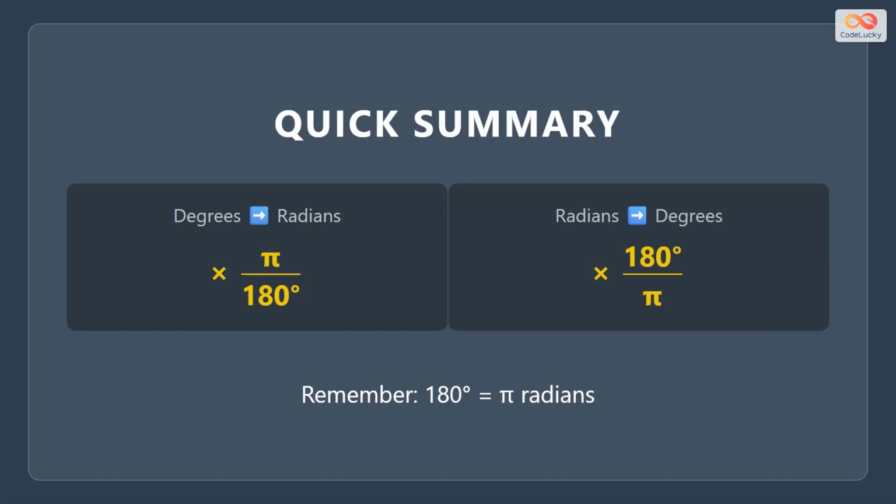To wrap up, remember these 2 rules. To get radians, multiply by pi over 180. To get degrees, multiply by 180 over pi. Keep practicing these, and it will become second nature.